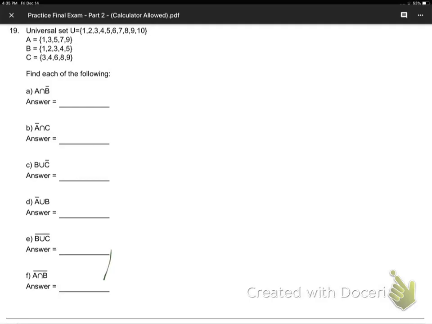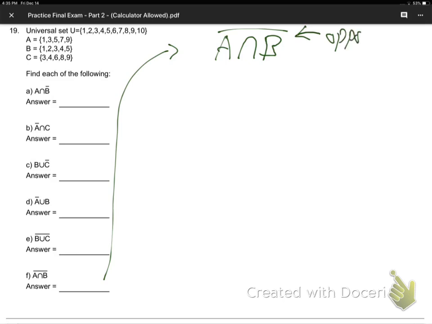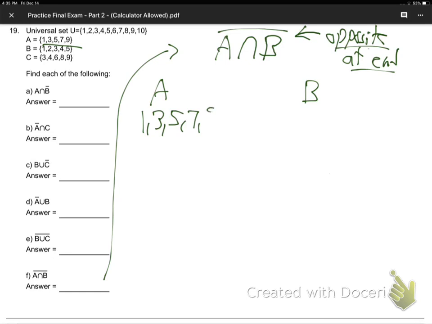All right, part F, bring it up here. It's A, overlap B, bar over the whole thing again. Opposite at the end. Opposite at the end because it's the opposite of everything. Right, so let's start with A. Do B over here. A is odd numbers, 1, 3, 5, 7, 9. B is 1 through 5, 1, 2, 3, 4, 5. I want the overlap. Now, what's the overlap?